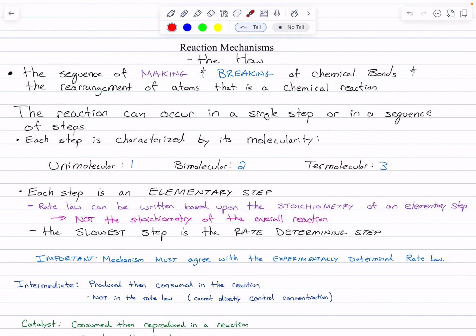Hey guys, welcome back. We're talking about reaction mechanisms in this one. And this is how the reactions happen, right? It's the actual making and breaking of chemical bonds. So it's the sequence of making and breaking chemical bonds, which is also the rearrangement of atoms.